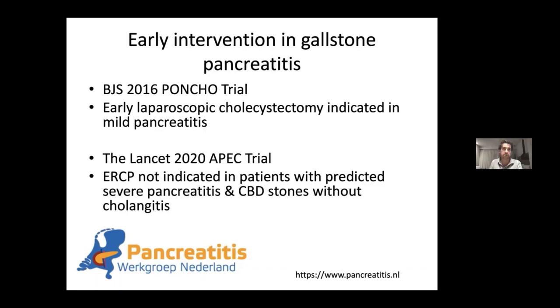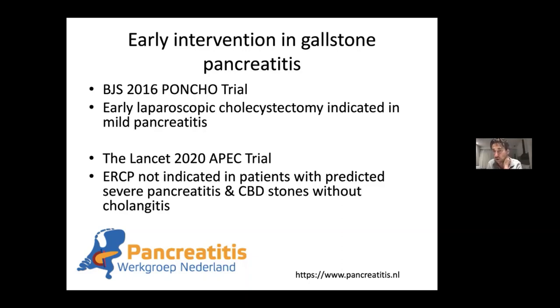Mild gallstone pancreatitis, and in that study they compared doing it within 3 days of presentation to, I think it was 21 weeks or something or other, but basically they advised doing the laparoscopic cholecystectomy within the index admission in patients that have a mild pancreatitis. Doing an ERCP for gallstone pancreatitis is basically not indicated, even not in patients with predicted severe pancreatitis, if they have proven common bile duct stones but are not cholangitic.